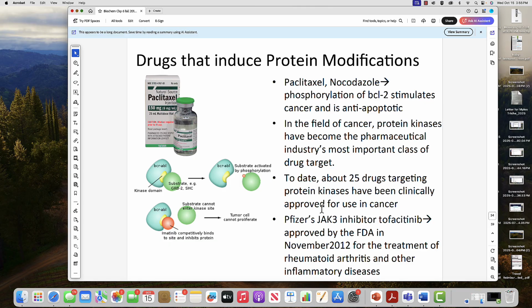One of the big pharmaceutical companies, Pfizer, has a JAK3 inhibitor called tafasitamab, and it is approved by the FDA. It was approved, I think, in November of 2012 for treatment of rheumatoid arthritis and other inflammatory diseases.